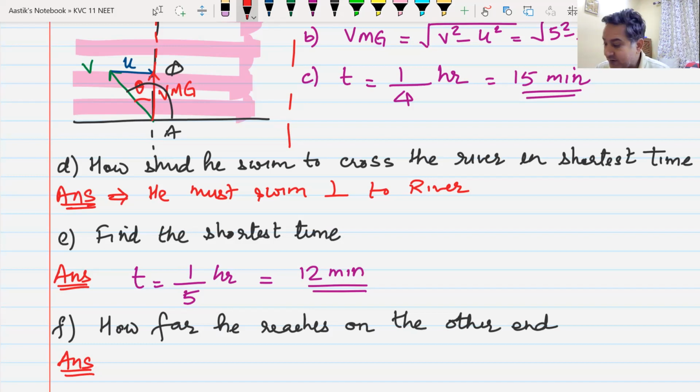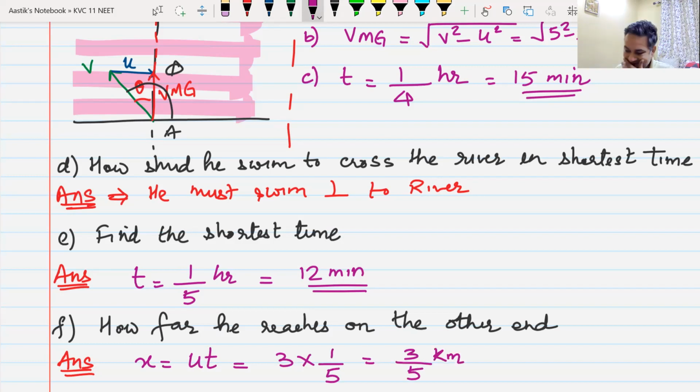You have to find out the value of x. How much is x? U multiplied by t. U is 3. T is 1 by 5 hour. 3 by 5 kilometers ahead. Do we understand this?